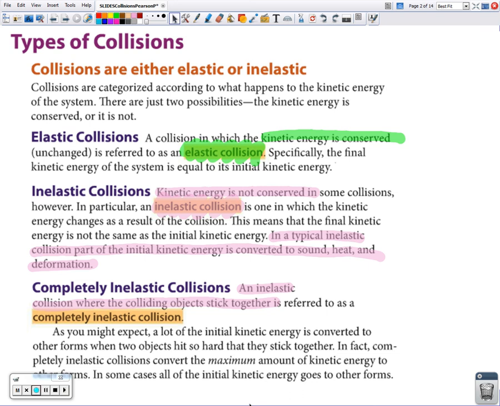Kinetic energy is also conserved in an elastic collision, but kinetic energy is not conserved in an inelastic collision. And then we talked about one specific type of inelastic collision called a completely inelastic collision, where our two objects actually come together and become one object. We'll spend a lot of time today talking about that and analyzing it quantitatively, doing some calculations based on that.